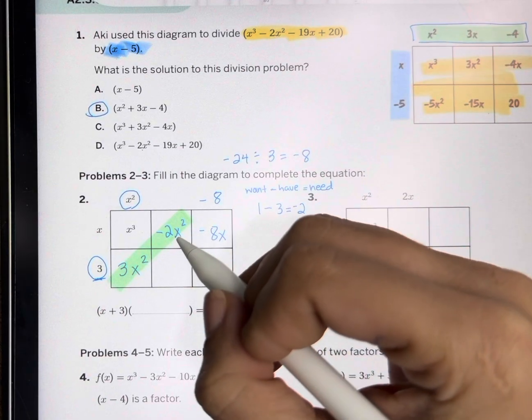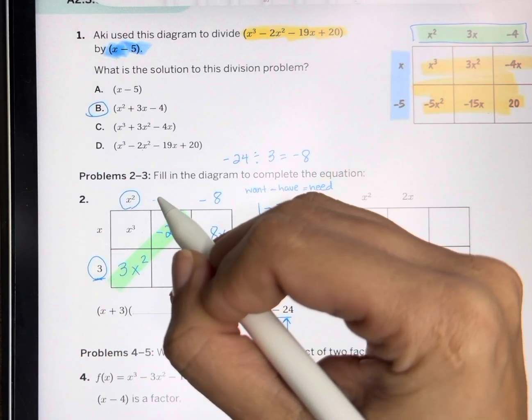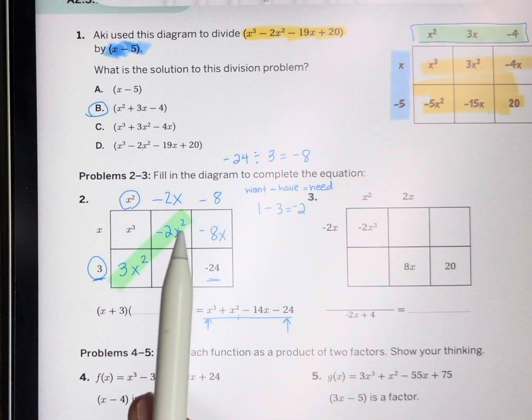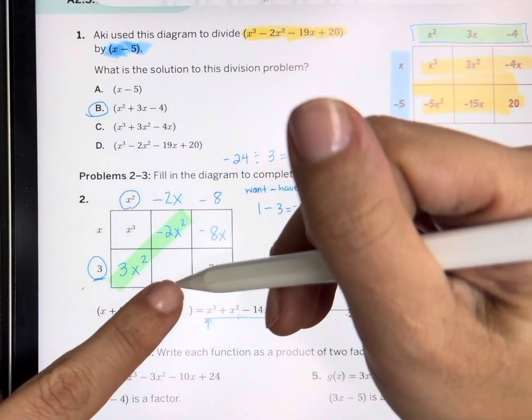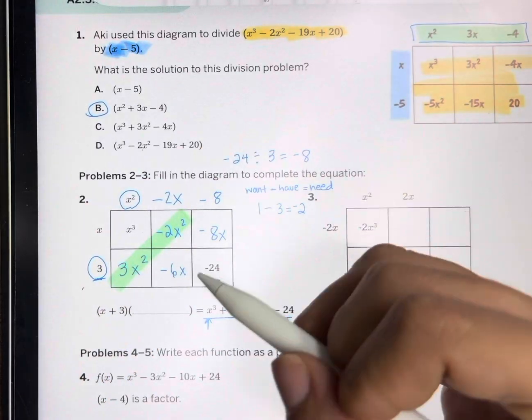Okay? Now that this is a negative 2x squared and there's already an x there, this must be a negative 2x. And I'm officially done here, you guys, because remember, this at the top is the answer and I already got it. However, it's not a bad idea to multiply these to get this right here just to be sure you did everything right.